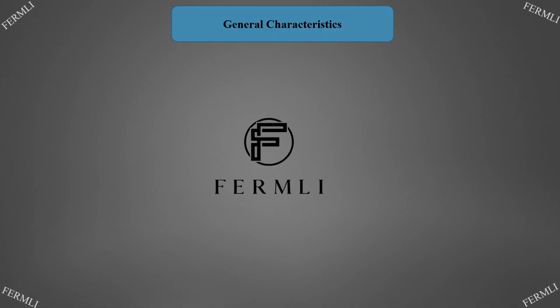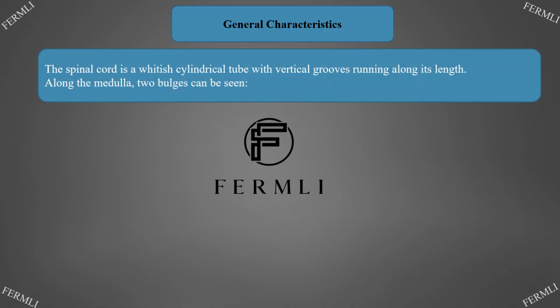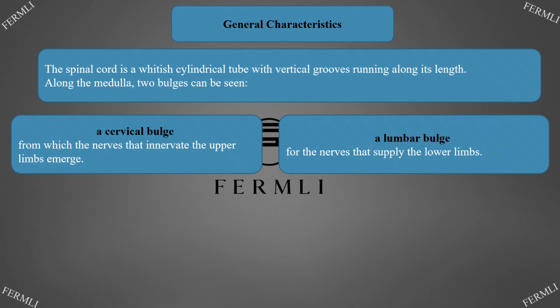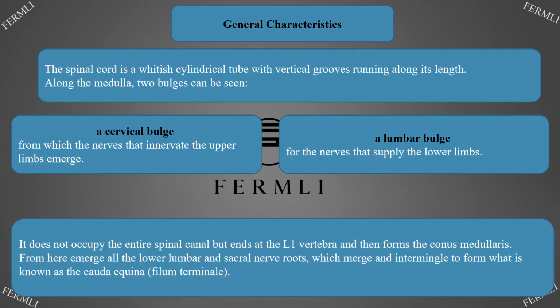General characteristics. The spinal cord is a whitish cylindrical tube with vertical grooves running along its length. Along the cord, two bulges can be seen: a cervical bulge, from which the nerves that innervate the upper limbs emerge, and a lumbar bulge for the nerves that supply the lower limbs. It does not occupy the entire spinal canal, but ends at the L1 vertebra, and then forms the conus medullaris. From here emerge all the lower lumbar and sacral nerve roots, which merge and intermingle to form what is known as the cauda equina, and the filum terminale.